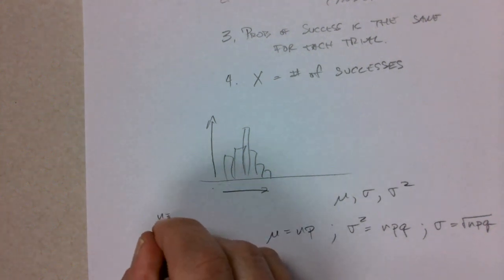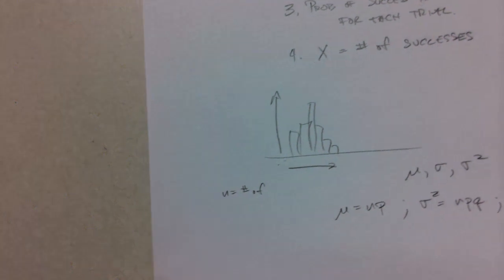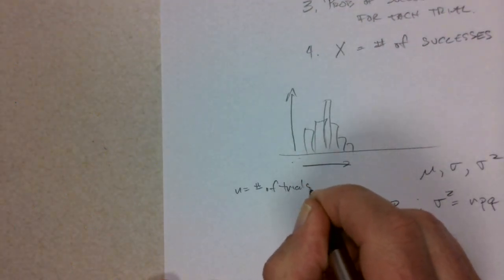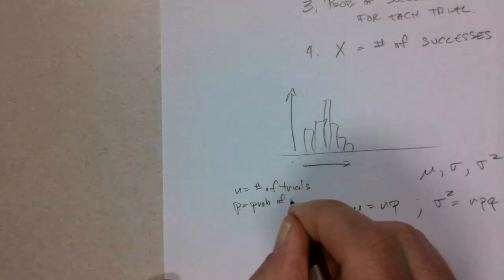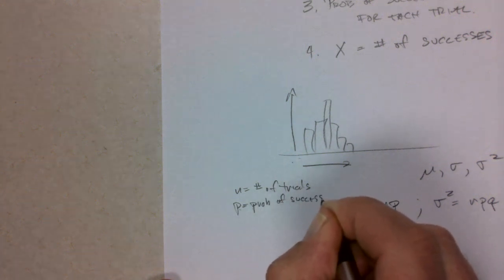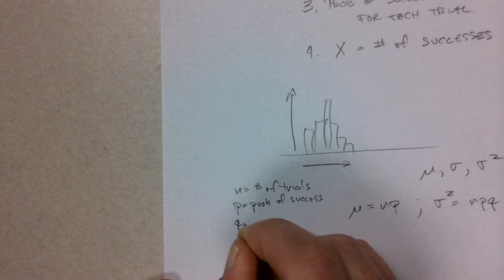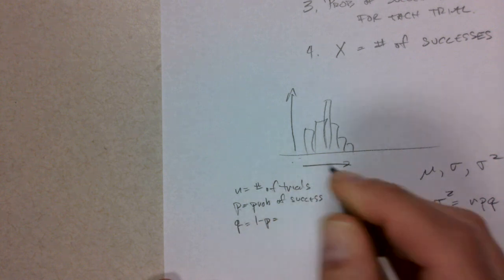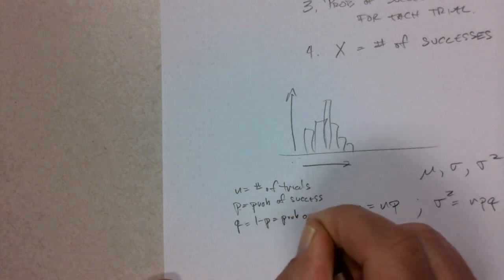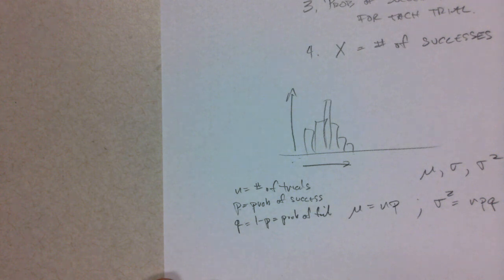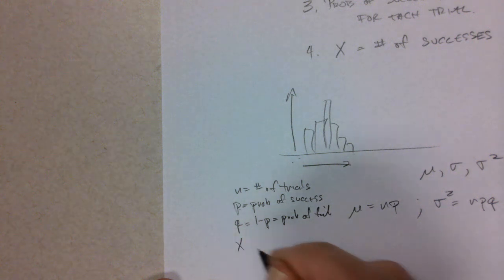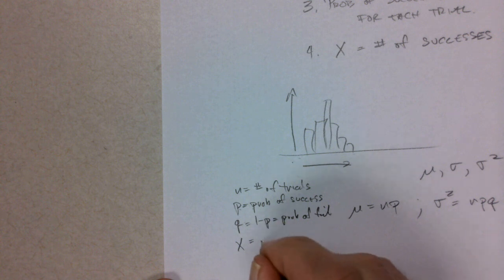Just to remind you, n is the number of trials. p is the probability of success. q is equal to 1 minus p, the probability of failure. And is there anything else in here? I guess x is the number of successes.